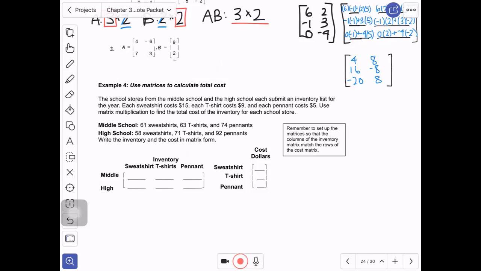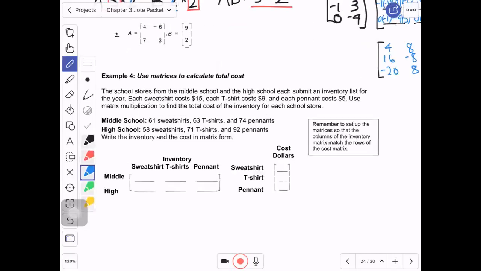So how many sweatshirts do we have in the middle school under inventory? What did it give us out of our information right here? Malachi, 61. What about t-shirts? And pennants? Good. We're just taking what they gave us in our inventory. And we can see the high school's right below that. And that's what we're going to write in the following row. So that came from the middle school. And then the high school has 58 sweatshirts, 71 t-shirts, and 92 pennants.